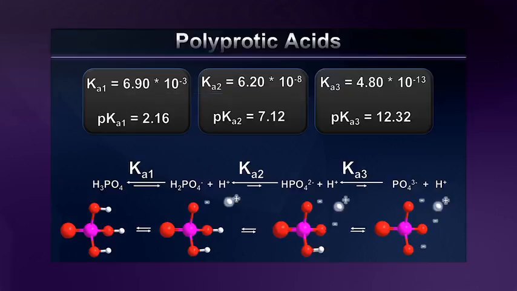Ka2 is 6.2 times 10 to the minus 8th. That's 5 orders of magnitude difference in the equilibrium constant. And Ka3 is 10 to the minus 13th. Yet another 5 orders of magnitude difference. So you can understand now that there's a great difference in the relative acidities of these. And that is going to come into play when we start to try to predict the pH of solutions made from phosphoric acid and its other potential anion forms.